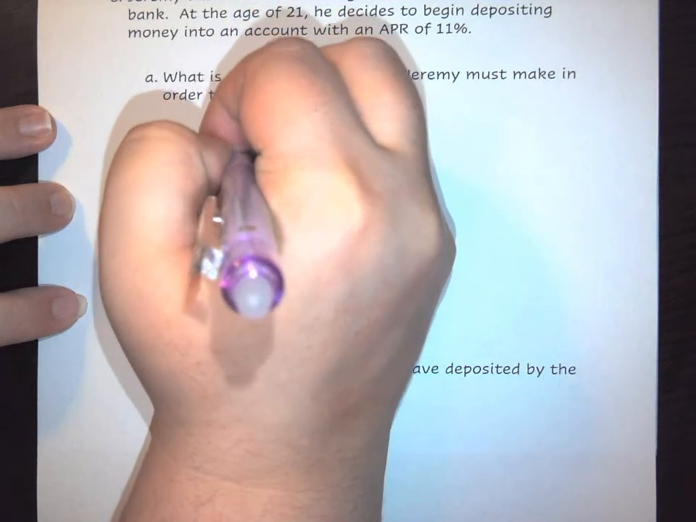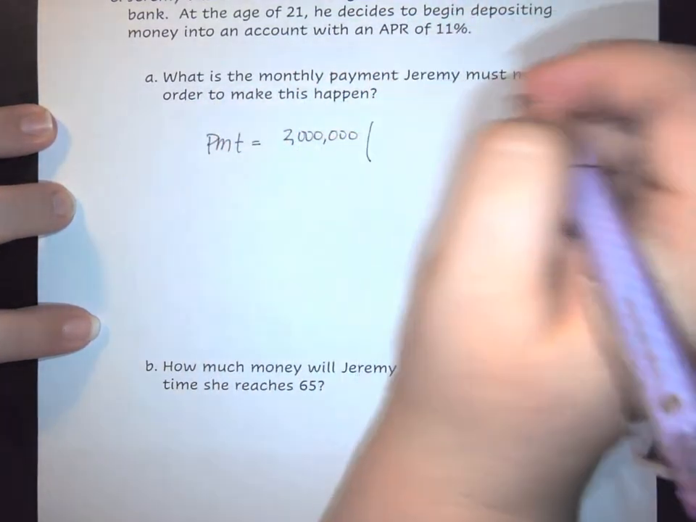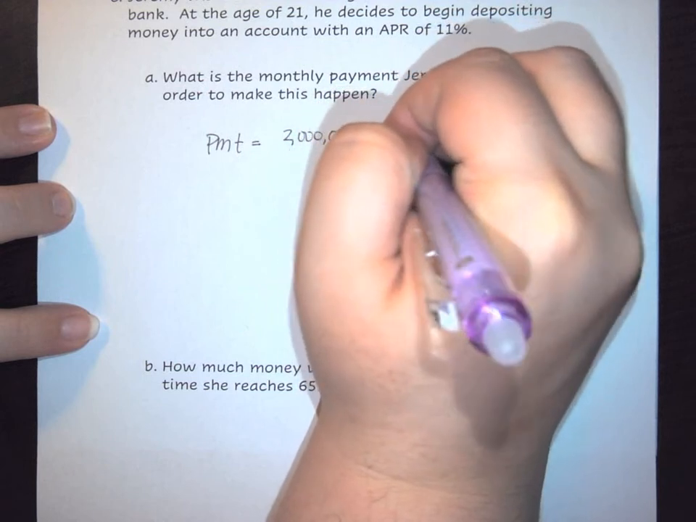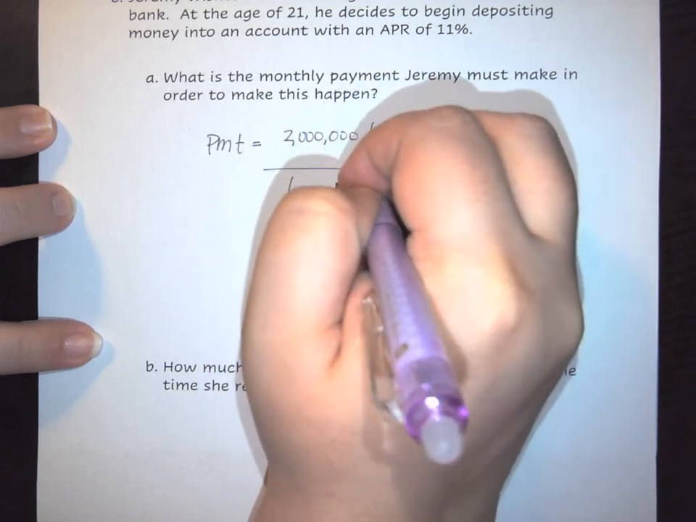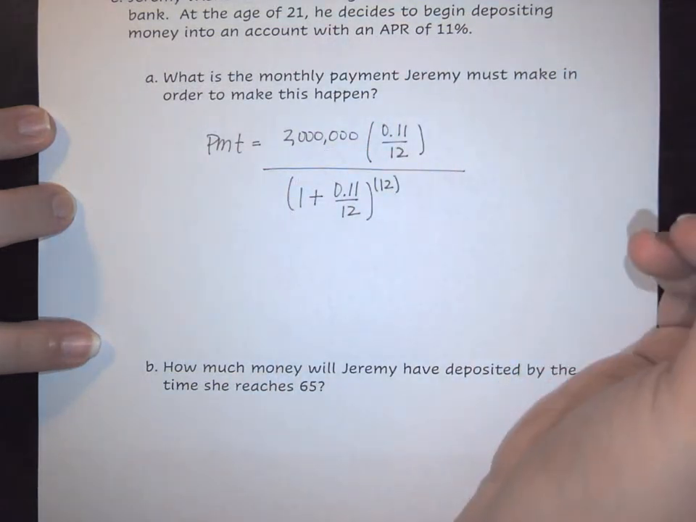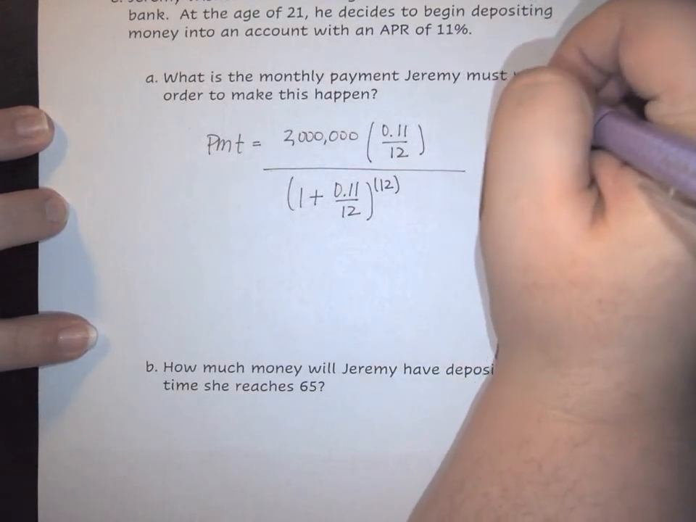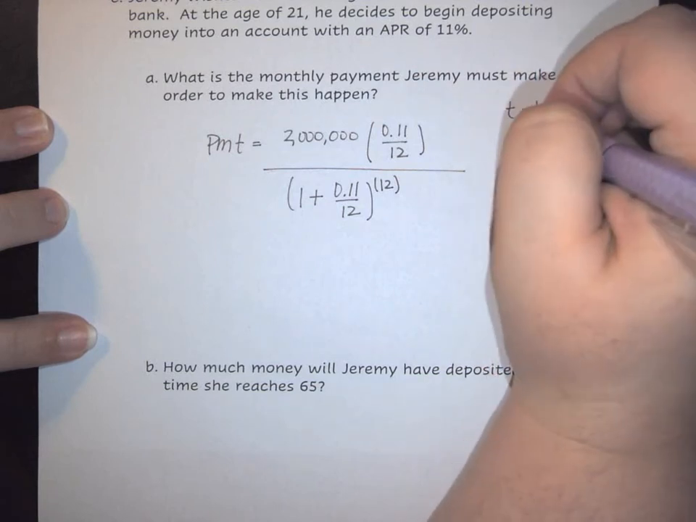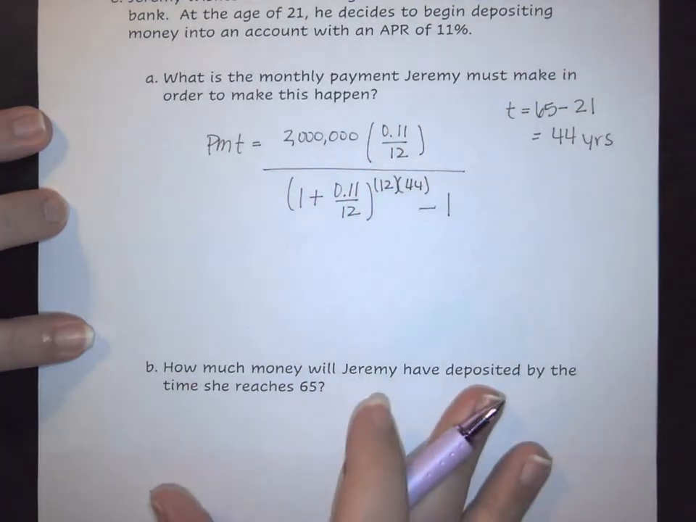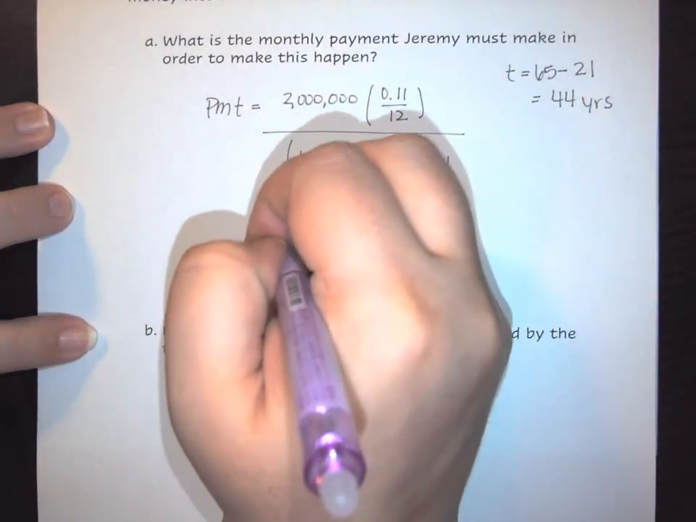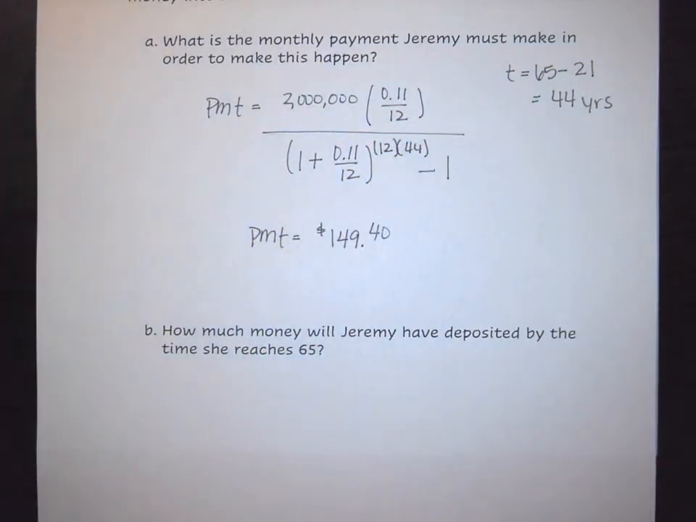So here again, we're searching for the payment. We want $2 million. My rate is 11%. We want to make monthly payments, so divide by 12. And in this case, we need to figure out how many years we're going to make payments. So my years are going to be 65 minus 21. So in this case, we have 44 years. So this is times 44, and then minus 1. So in this case, the monthly payment that would have to be made each month is $149.40. Okay.